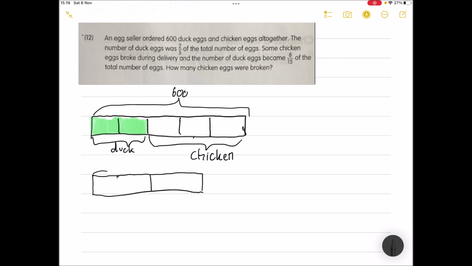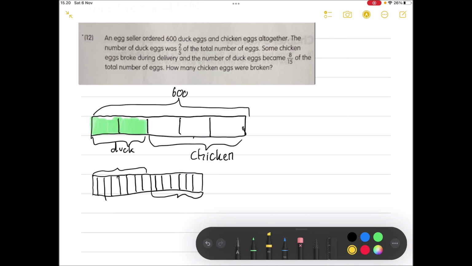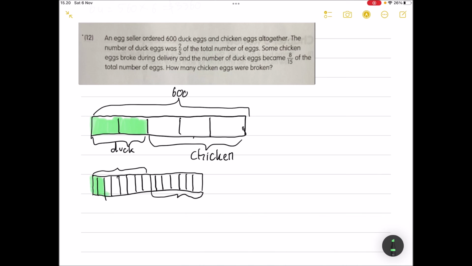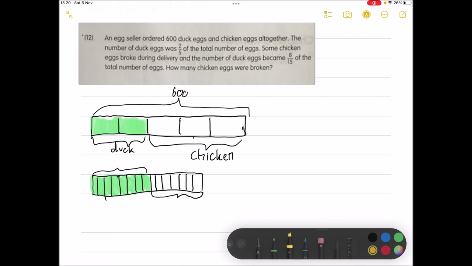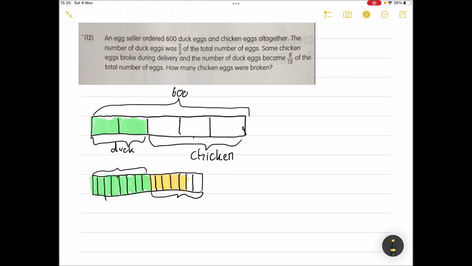So this part here is 8 units. You draw 8 units there. If the duck is 8 units, how many units is the chicken part? Remember that the total is 15, so the chicken part will be 7. I'm sorry, I will put this 2, 3, 4, 5, 6, 7, 8. The 8 units is the duck still, and now the 7 units here is the chicken.